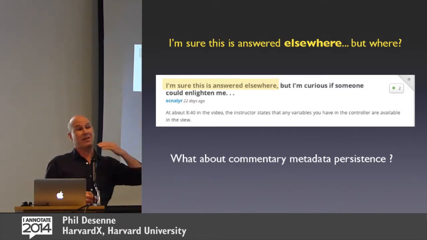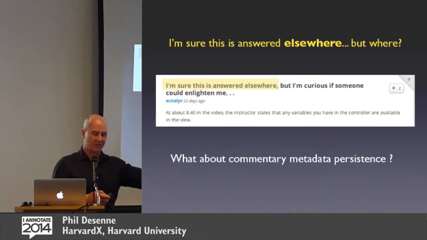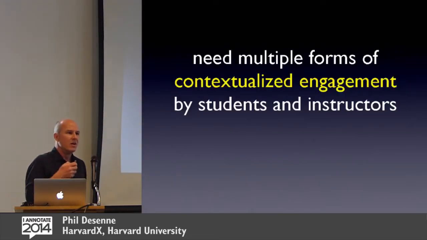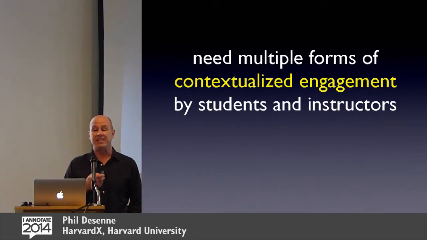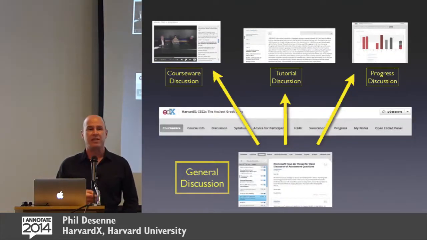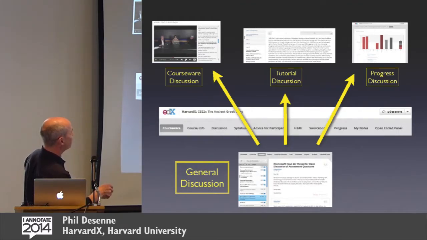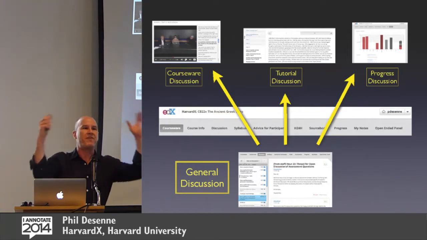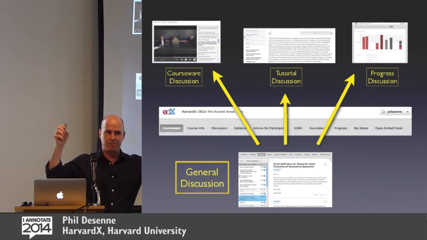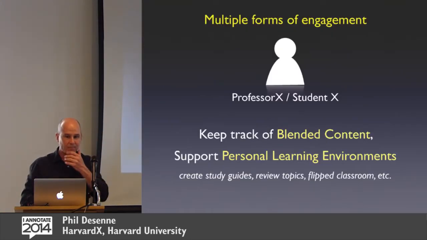And what about this commentary metadata persistence? How can we keep it going? We also need multiple forms of contextualized engagement by students and instructors. Think about how courseware happens on platforms like the EdX MOOC platform. We have courseware discussions, tutorial discussions, progress discussions, and general discussions. All of these are disassociated. Sometimes there's reference to different pieces in there. We need something that unifies everything, where people can actually comment and bring everything together.